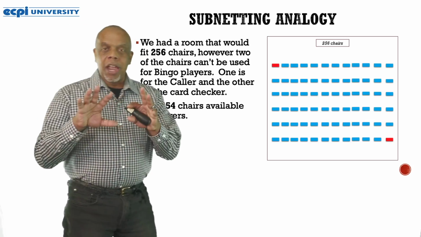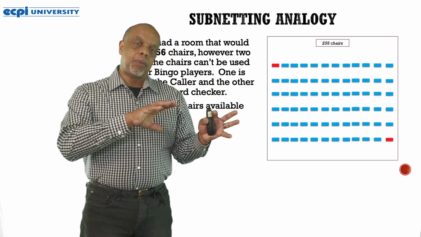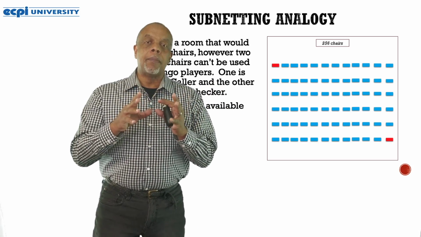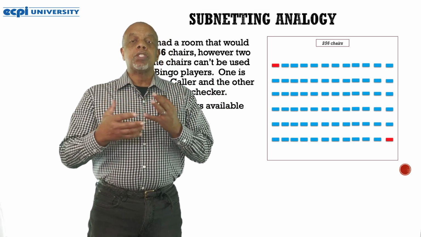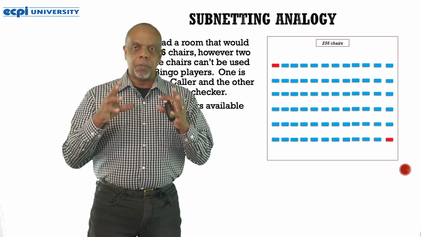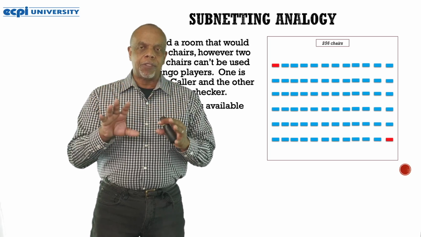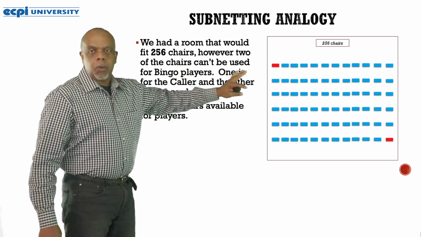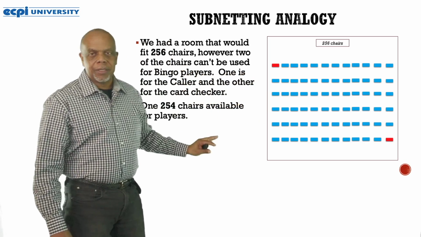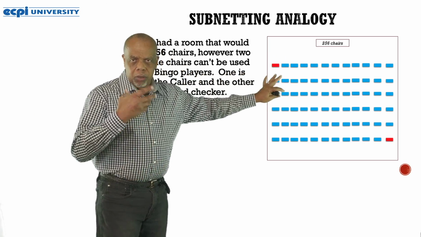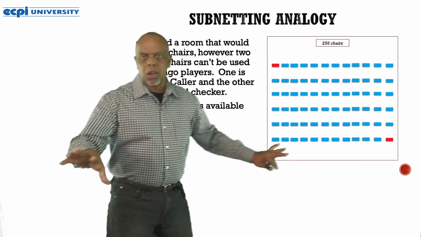So if you remember our analogy from our previous subnet masking refresh, we went through this analogy with bingo, right? The bingo hall. Well, we're going to still build off that, okay? If you remember, we had a room where we could have 256 chairs, and we had a caller, the guy who calls the bingo, and the individual who goes and checks the cards and people win.